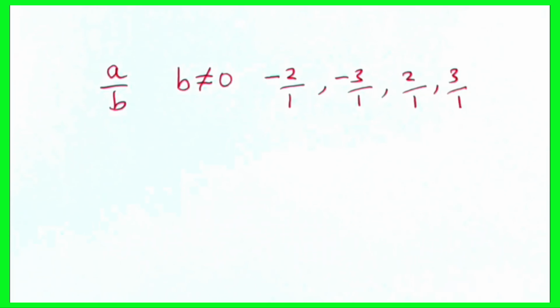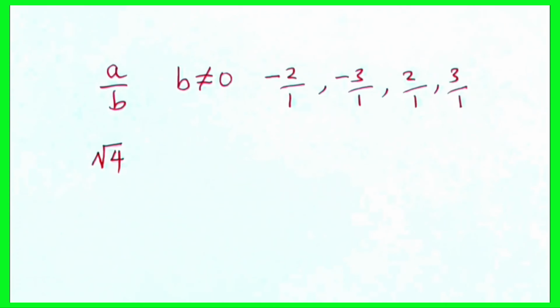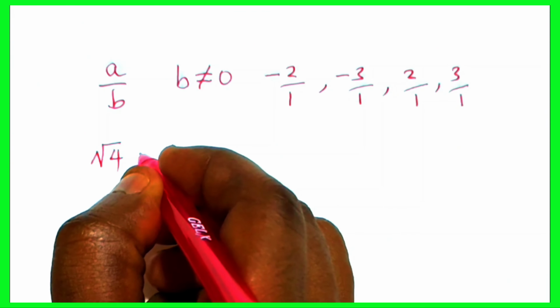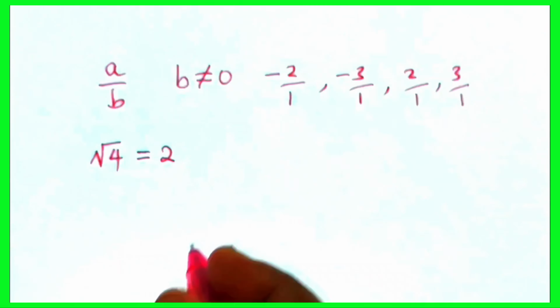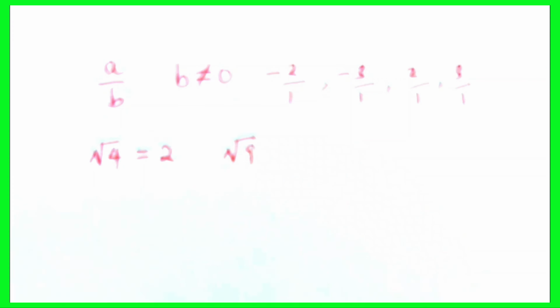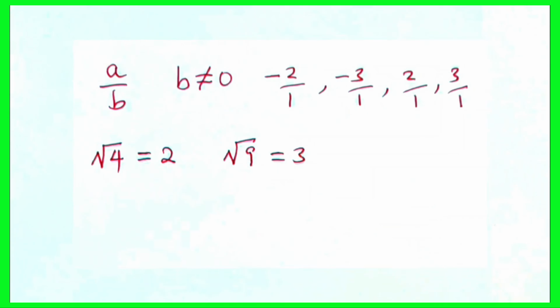And for the sake of this topic, roots of square numbers will also be rational. For instance, a number like, let's say, root 4. Root 4 is a rational number since we know its solution to be equal to 2. Root 9 will also be rational because we know the solution will be equal to 3.